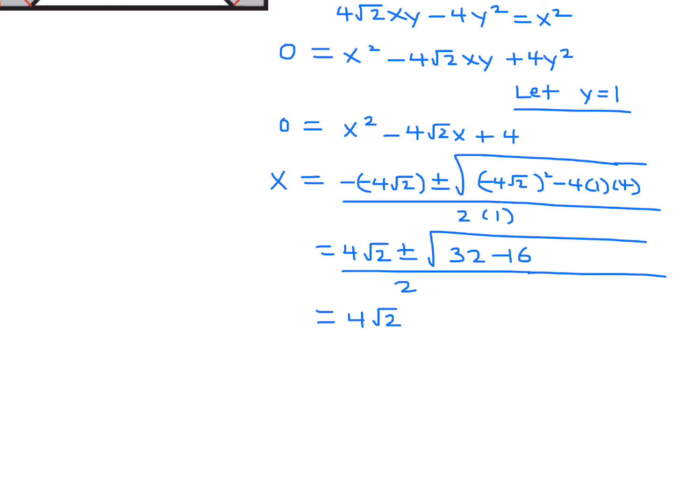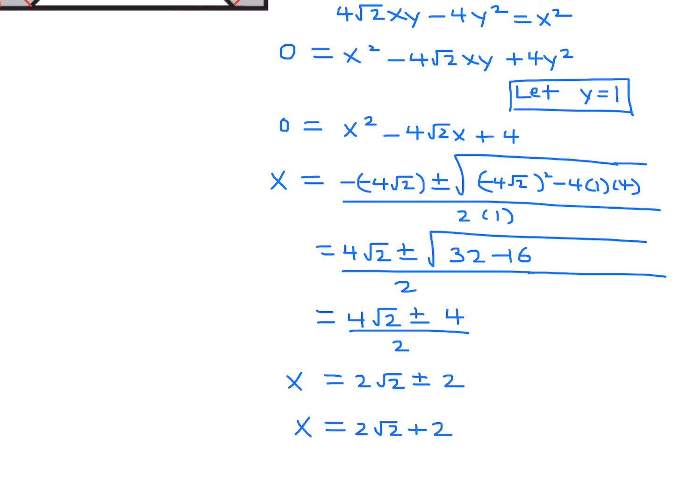That makes me get 4 root 2 plus or minus 32 minus 16 is 16. Root of that is 4. All right, great. So that means this is 2 root 2 plus or minus 2. Okay, I got two values. Oh boy. Well, I had let y equal to 1, right? So that means x must be 2 root 2 plus 2.